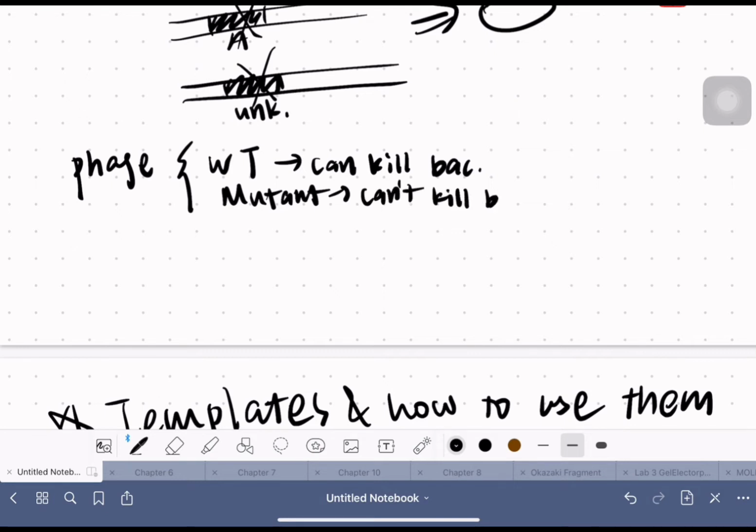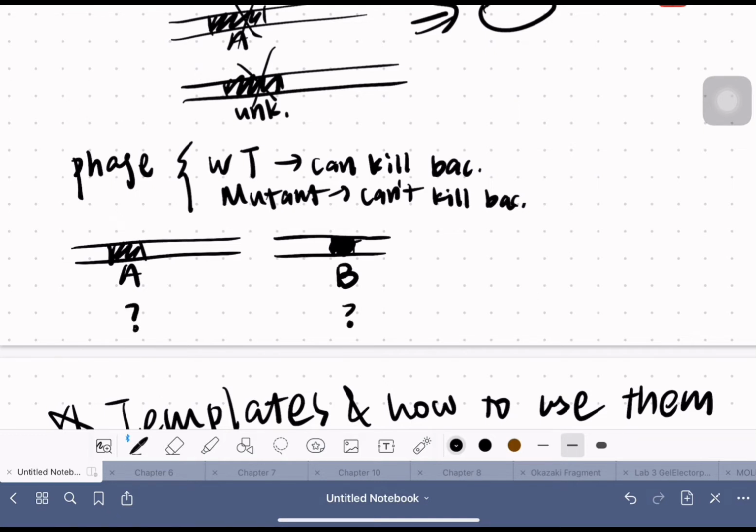And we have two known mutations. One is at locus A, one is at locus B. And we're trying to figure out whether our unknown mutation is at locus A or B. We're not trying to see if the unknown is actually some new mutation we haven't discovered yet. It's just unknown to you.